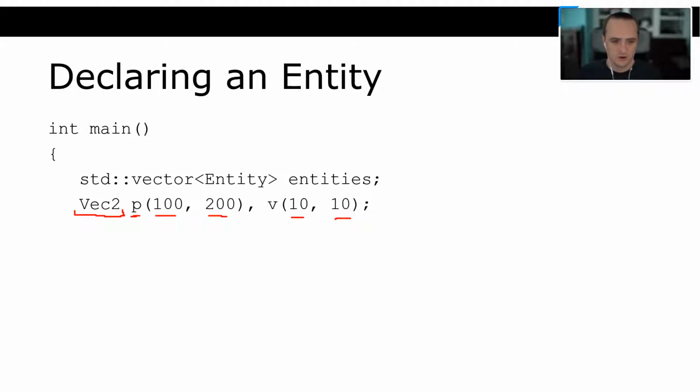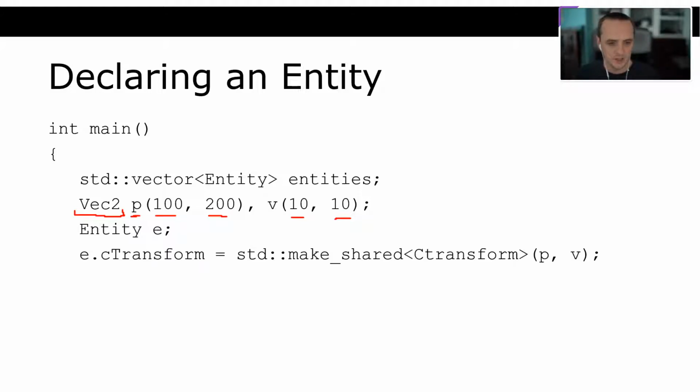Okay? Now, one way to do this would be to set up an entity. And this entity would be a stack allocated entity. And what I can do is say, hey, the C transform, which is a shared pointer, I can call standard make shared to set up the shared pointer to the transform, and then I can pass in the constructor arguments of the C transform. So if I want to set the transform of the entity with these 2 vectors, then I can just pass in those vectors, okay?